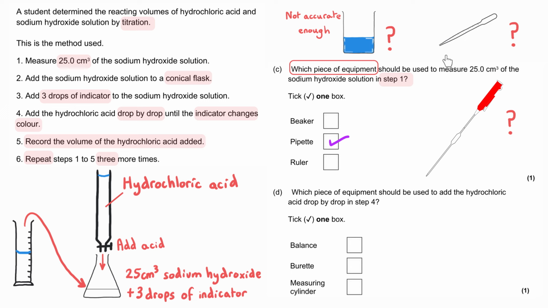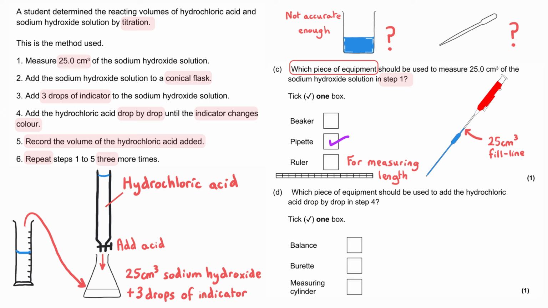We've got dropping pipettes, which you wouldn't typically think would be the best way of adding your sodium hydroxide solution, but we can also have pipettes that are designed to very accurately measure a specific volume. And so 25 centimetres cubed of sodium hydroxide solution could be measured very accurately with one of these pipettes of this type. And a ruler, that's no good. Rulers are good for measuring lengths, not for volumes of liquids.